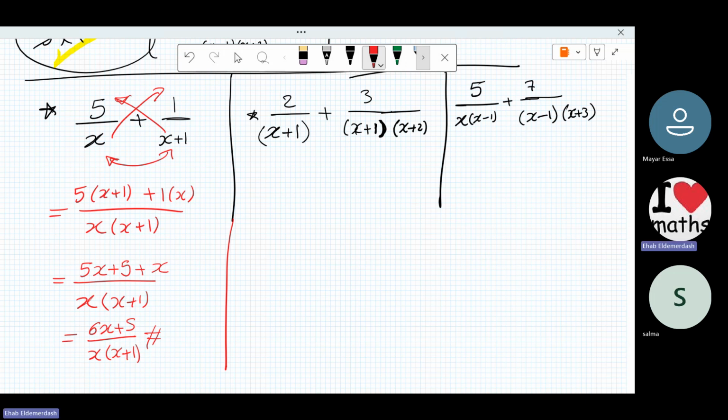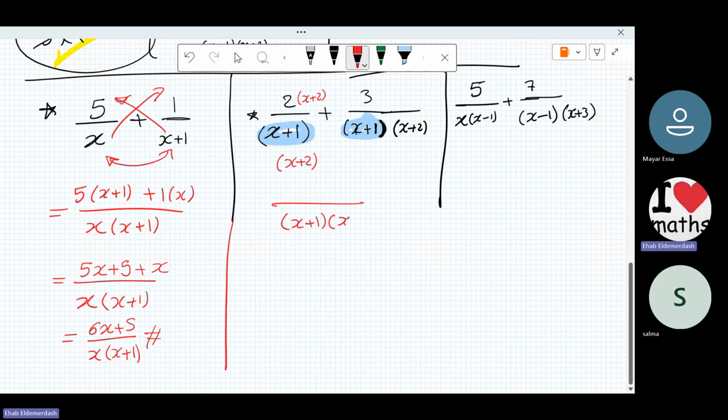ده كان في الفيرست question. خلاص. On the second question, what should I do? I have x plus 1, it's repeated between both. يعني أنا عندي هنا there is one part is repeated. So I don't care about it. The part which needs to be there on the first denominator, it's x plus 2. So I have to multiply by x plus 2 up and down. Now, what should I have? خلاص, the denominator becomes similar. It's x plus 1 and x plus 2.